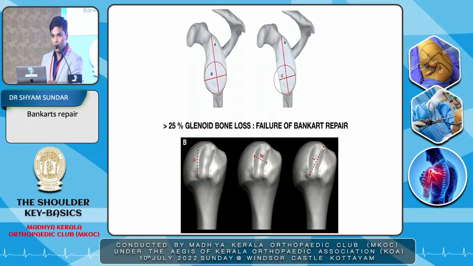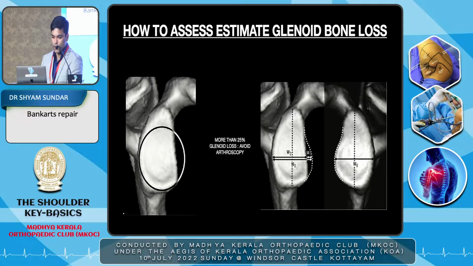If you try to do a Bankart repair for this patient with more than 25% bone loss, then the chances of failure are very, very high. And that's where the concept of glenoid tracking and measurement of glenoid index plays a very important role. Now, what is glenoid index? You are trying to assess how much glenoid bone stock is available.